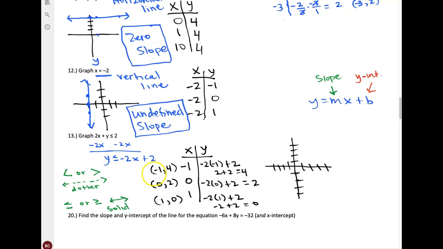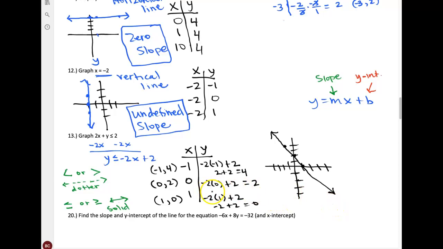All right, let me just draw some little markings out here a bit. So left 1 up 4, over 0 up 2, and then over 1 up 0. And so I can see this is going to be my line, something like this. Okay? If it didn't have the equal to part, then I'd make that a dotted line instead. Okay, but we're not done.